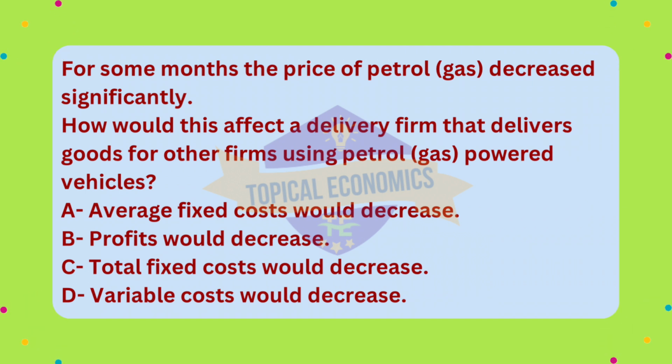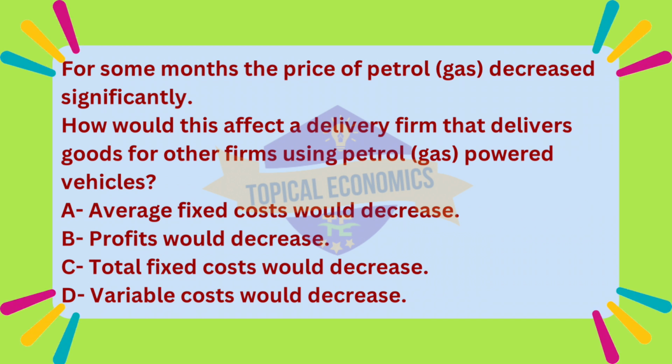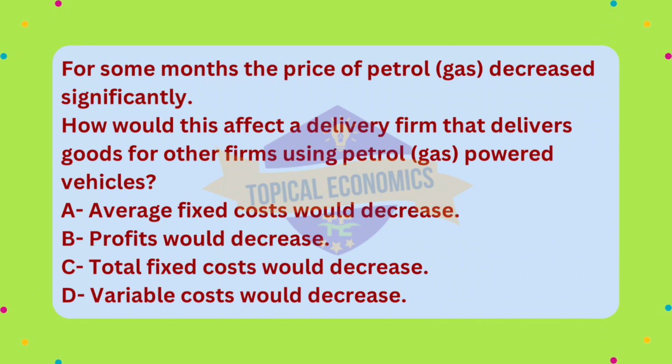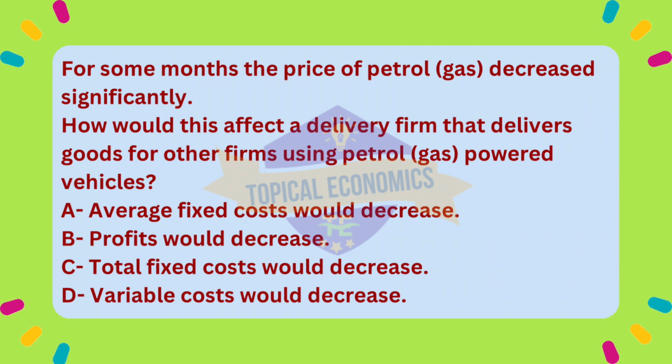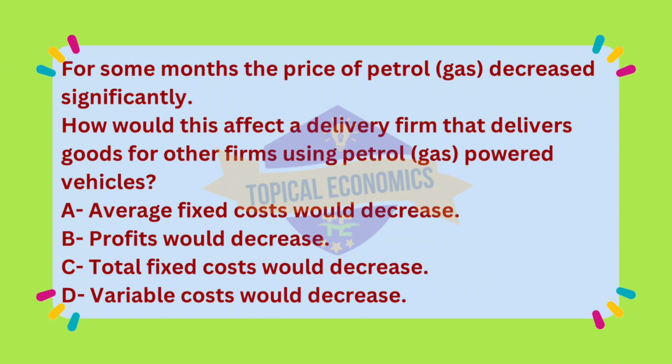Variable costs would decrease. A delivery firm that uses petrol-powered vehicles incurs variable costs for fuel, which change depending on the amount of petrol used. If the price of petrol decreases significantly, the cost of fuel per delivery will be lower, reducing the firm's total variable costs. Since the cost of petrol is directly tied to the quantity used, which depends on the number of deliveries made, a reduction in petrol prices will lower these costs.